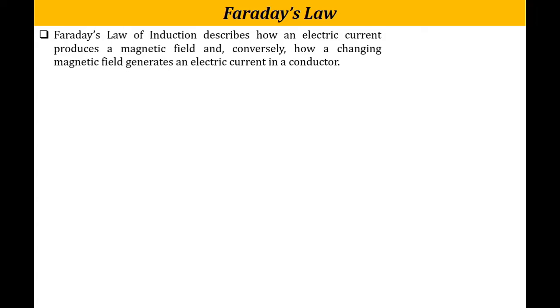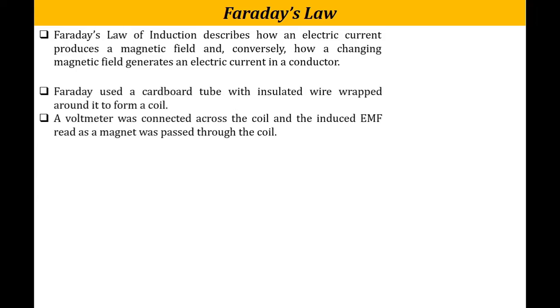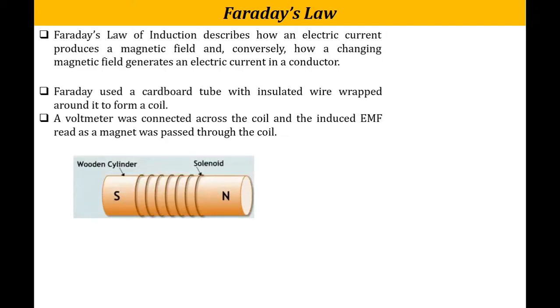Faraday's law of induction describes how an electric current produces a magnetic field, and conversely, how a changing magnetic field generates electric current in a conductor. Now, Faraday used a cardboard tube with an insulated wire wrapped around it to form a coil. So this was the coil he used for this experiment.